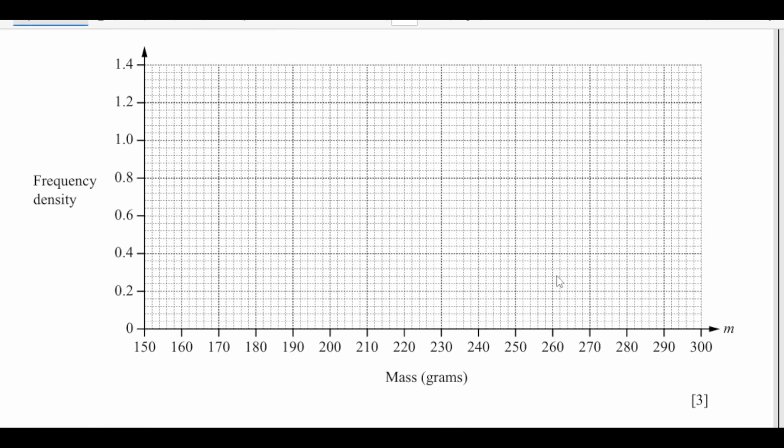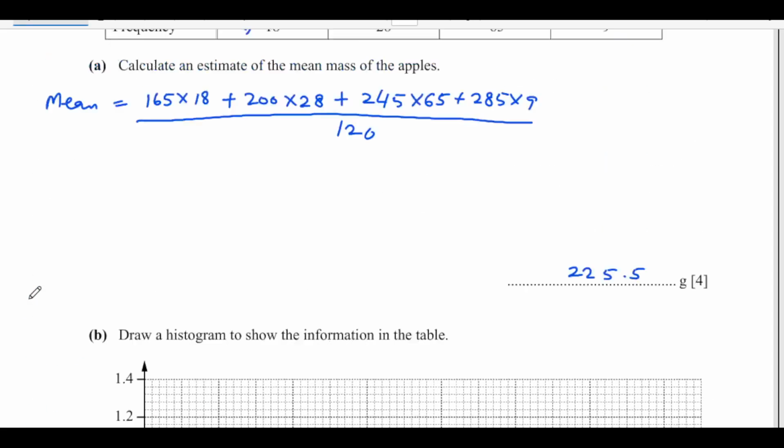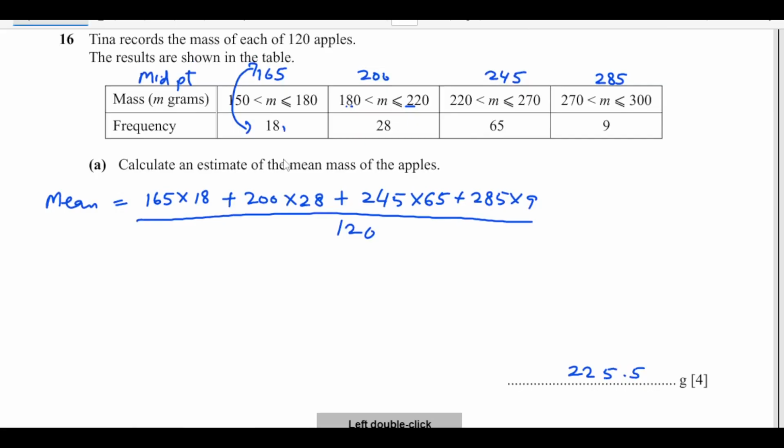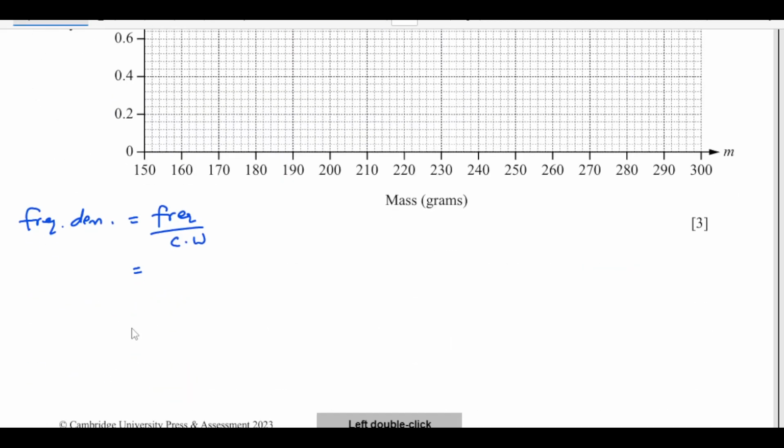Draw the histogram to show the information in the table. For a histogram we need the frequency density. The formula for frequency density is equal to frequency over the class width. So in the first row, the frequency is 18 and the class width, if you see, is 30. 150 to 180 is 30. So this is going to be 18 over 30.